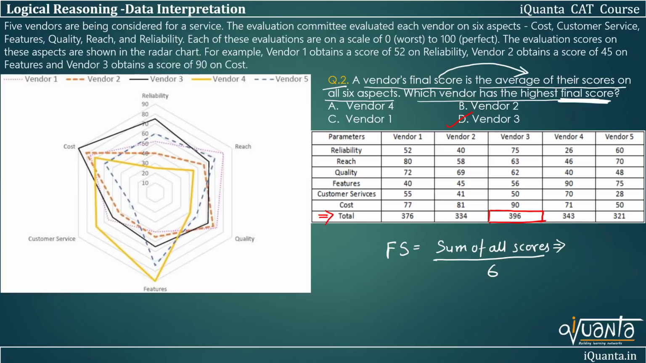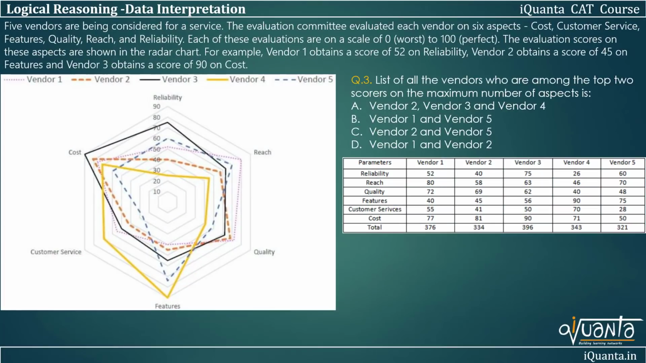Let's try to solve the next question now. The question here is, list of all the vendors who are among the top 2 scorers on the maximum number of aspects. So that means we have to keep all the aspects, and then we have to find out the top 2 scorers in that aspect.